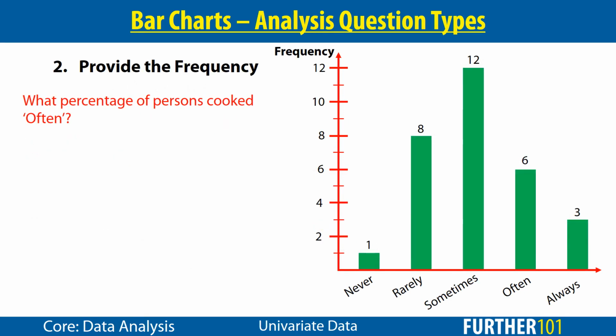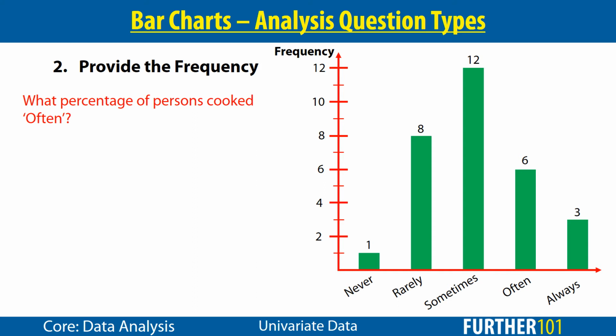Provide the frequency questions ask you to do just that. Write down the frequency of the category or categories that are asked of. As with any question regarding frequency, don't forget to double check the frequency type used in the bar chart and ask for in the question, and complete a frequency type conversion if necessary.